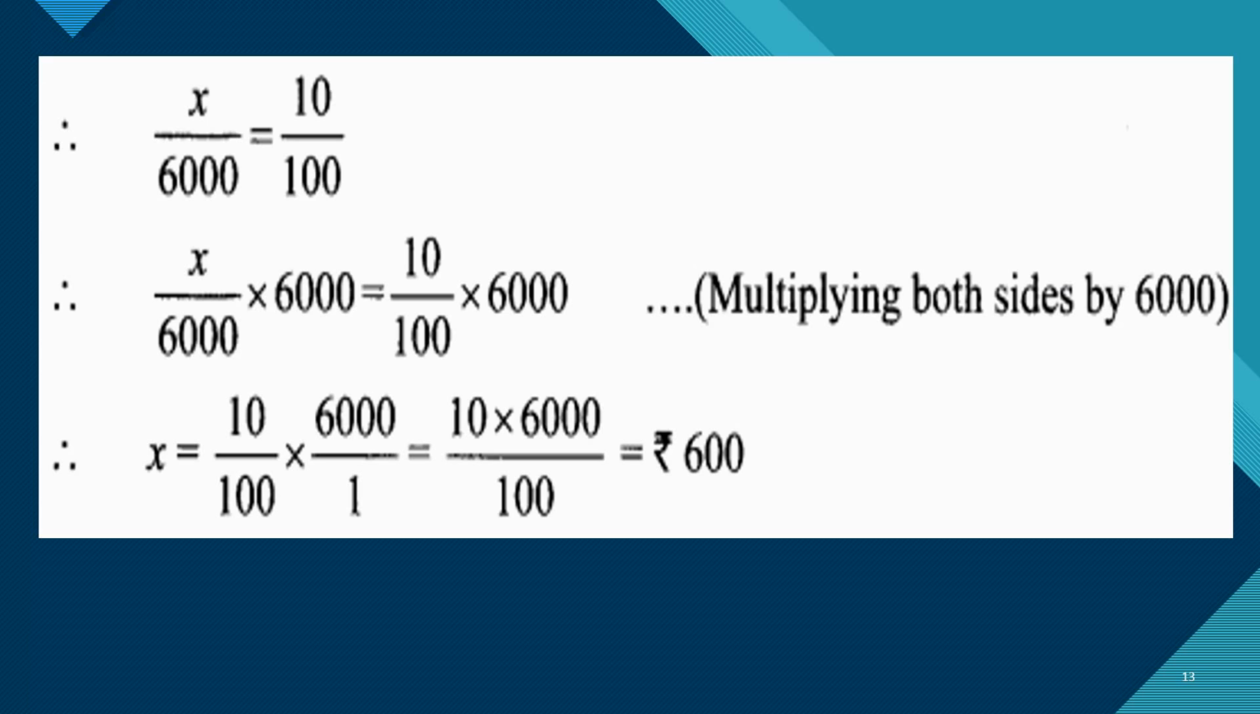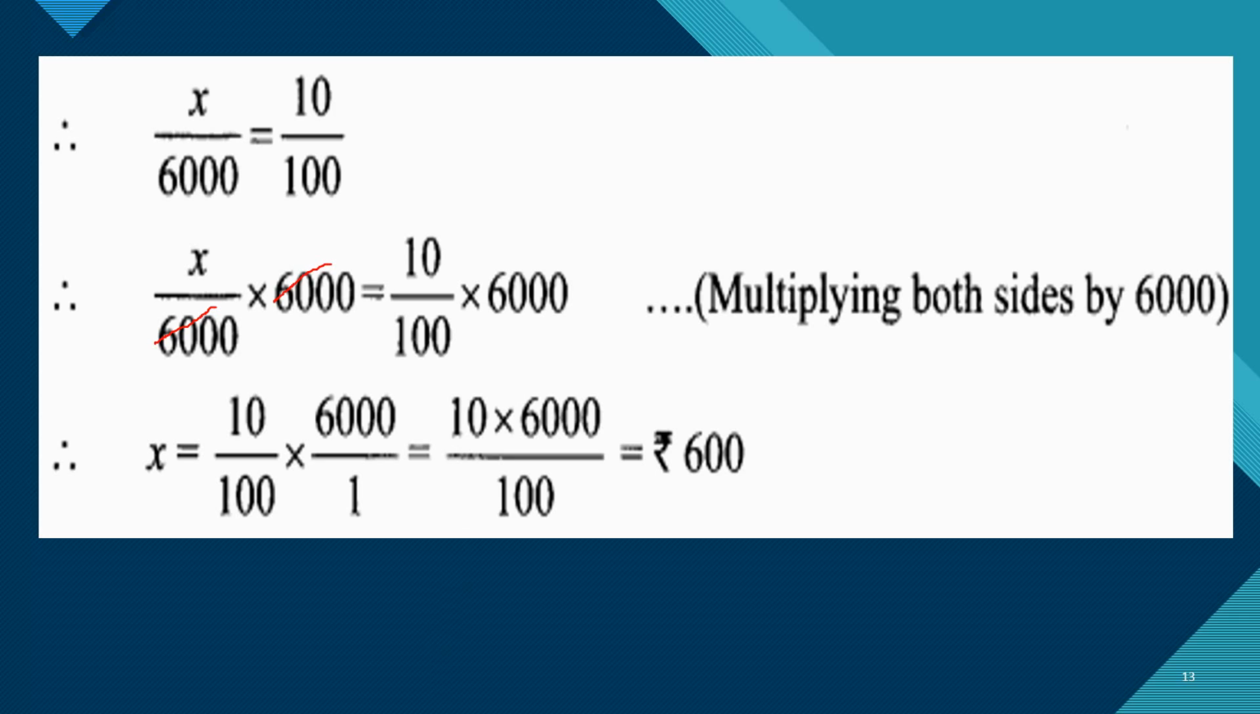So x upon 6,000 is equal to 10 upon 100. Here, first we will multiply both the sides by 6,000. So x upon 6,000 multiplied by 6,000 is equal to 10 upon 100 multiplied by 6,000. Students, here you can see this is in division and this is in multiplication, so we can cancel this. So 6,000 and 6,000 we will cancel.